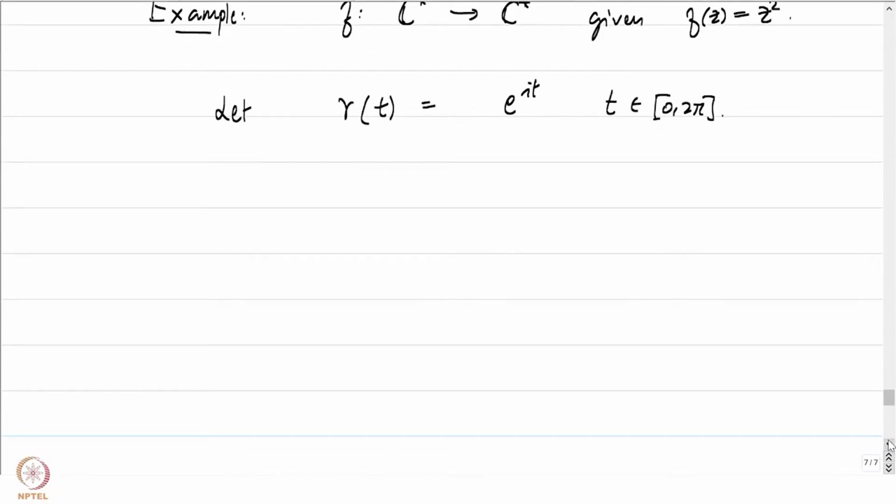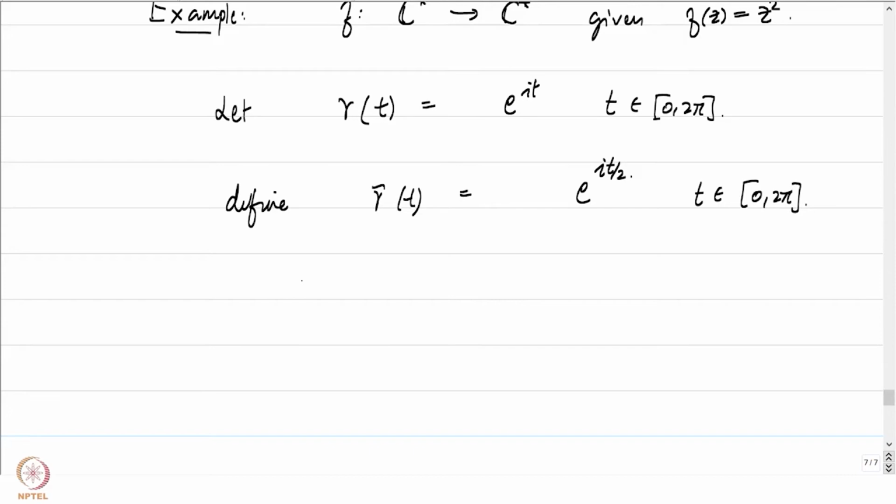If you demand that this be lifted to a curve which starts at 1, remember that 1 is being mapped to 1 by f, and therefore if we demand that a lift be constructed starting at 1, we do have a lift, and that's going to be a unique lift. We in fact know what's going to be the map as well. So define gamma tilde of t to be equal to e to the power i t by 2 for t belonging to 0 to 2 pi.